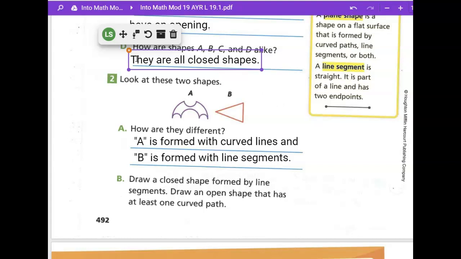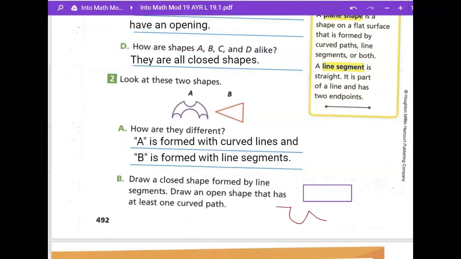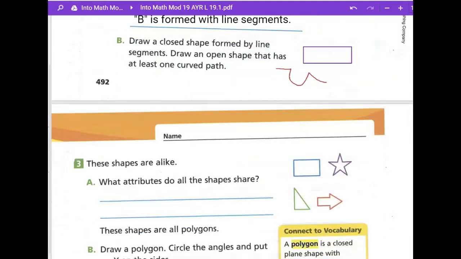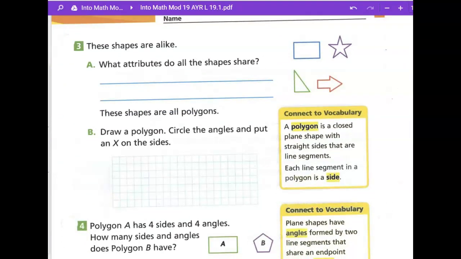Okay, it says draw a closed shape formed by line segments. Draw an open shape that has at least one curved path. So go ahead and do those. Okay, so these are my 2 examples. You just need to make sure one is closed and only has lines and no curves, and the other one is open and has at least one curve. Please go to the next page.